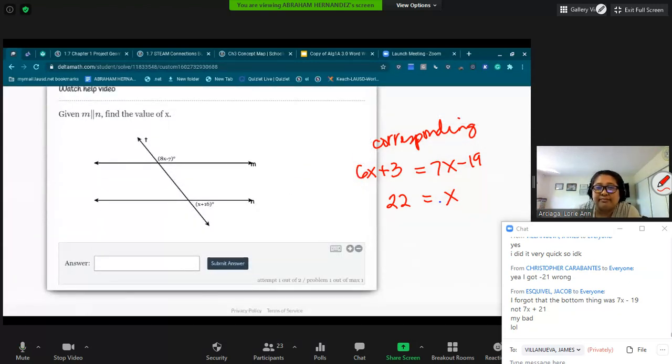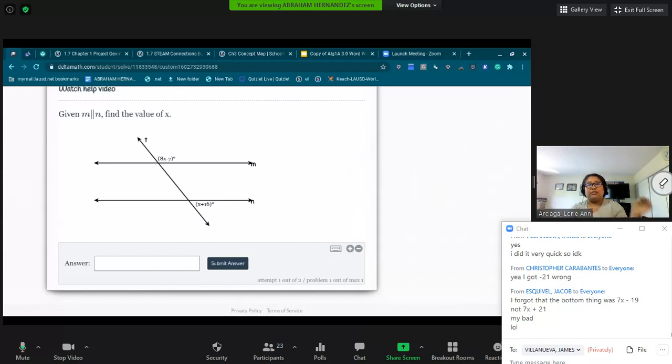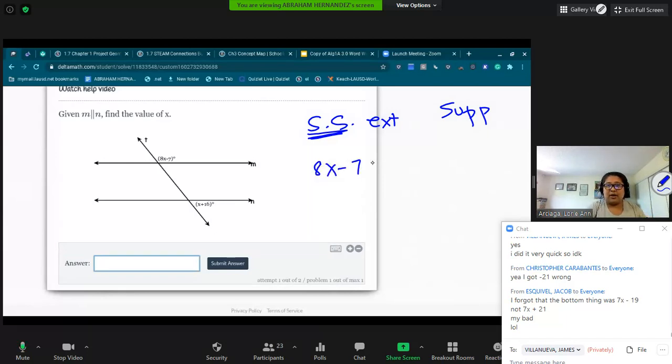They are on the right side of the transversal. They're both outside, so that's exterior, right? And they're on the same side of the transversal because they're both on the right side. So it starts with S. They must be supplementary. Good job. All right, they're supplementary, so that means you add them up.